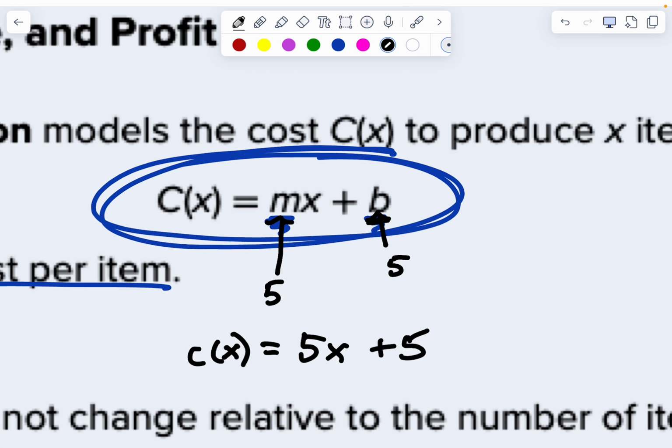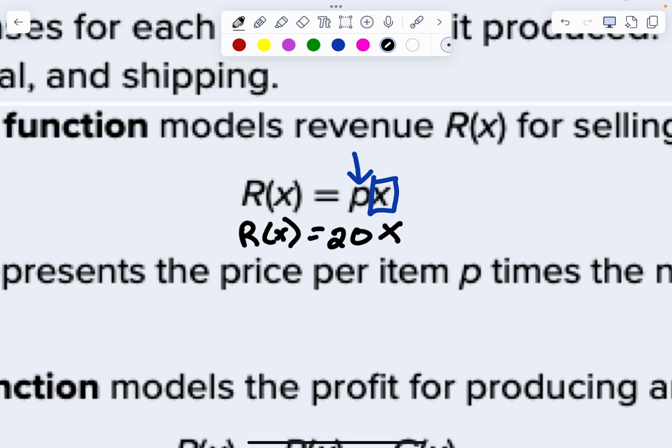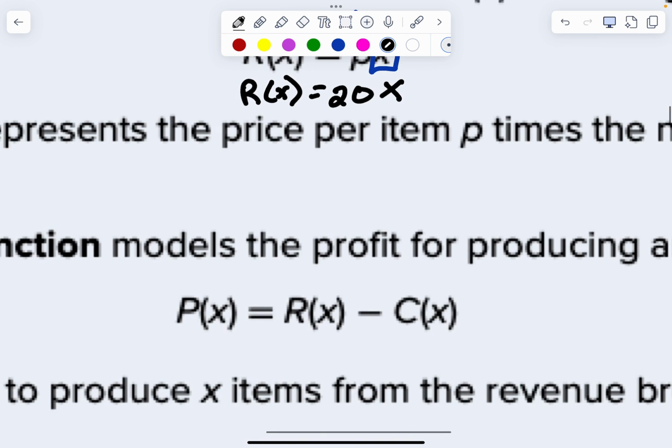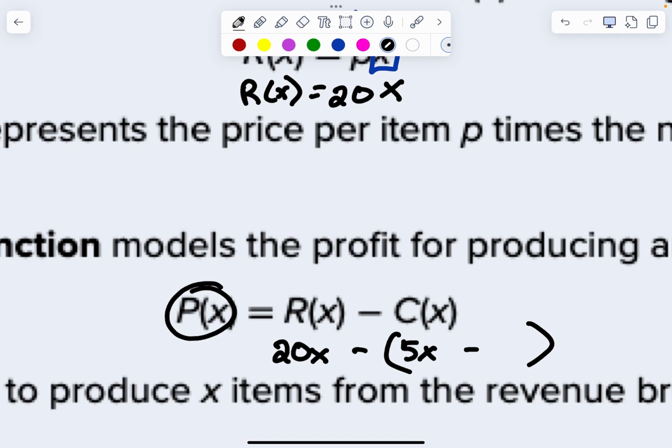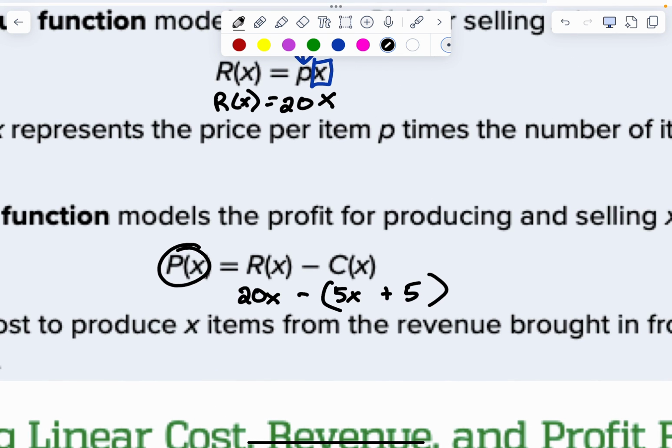But they're going to charge you way more than that. They're going to charge you like $20 a shirt, let's say. So their revenue is 20x. That's what they've got going on, okay? Then the profit will end up being that revenue, which is 20x, minus your cost equation, which was 5x plus 5. That's how we set up the profit equation, okay?